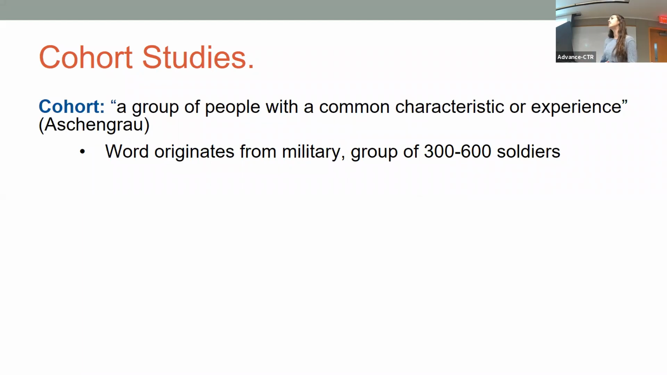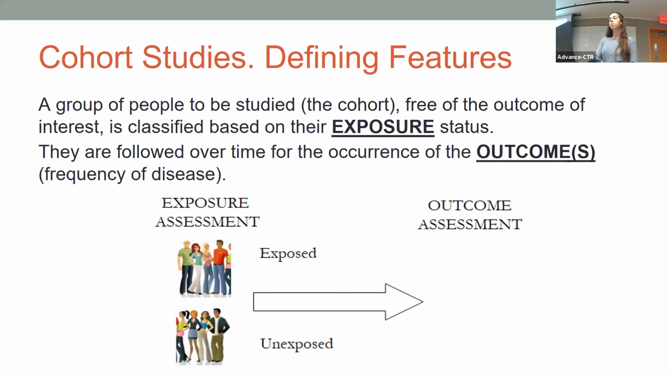So a cohort is defined as a group of people with a common characteristic or experience. This word actually comes from the military, and it was used to describe a group of 300 to 600 soldiers. But it helps capture what exactly a cohort study is doing. In a cohort study, we're grouping people based on their exposure status.